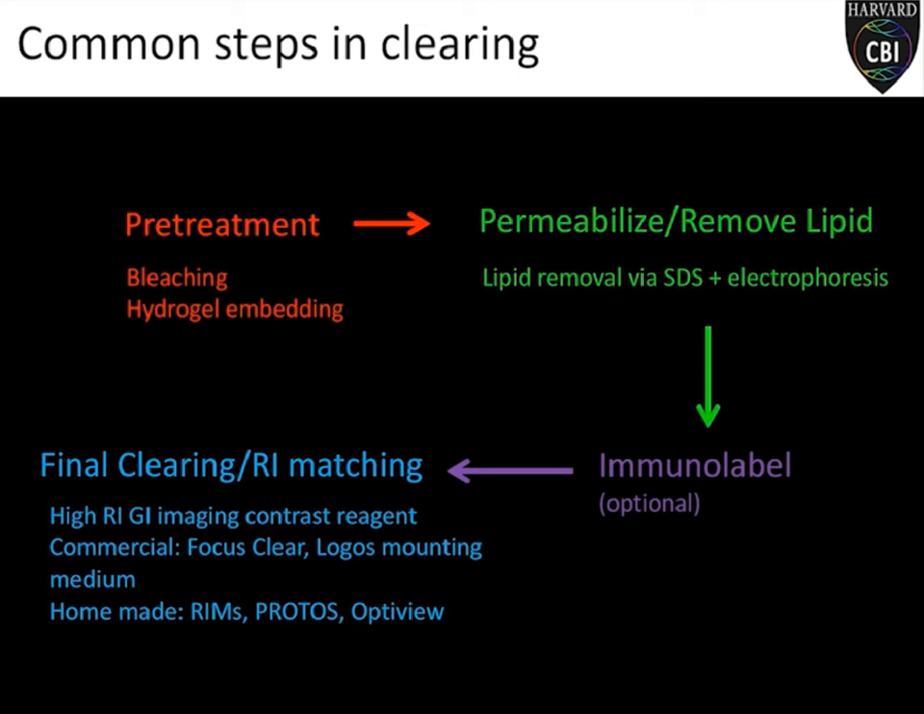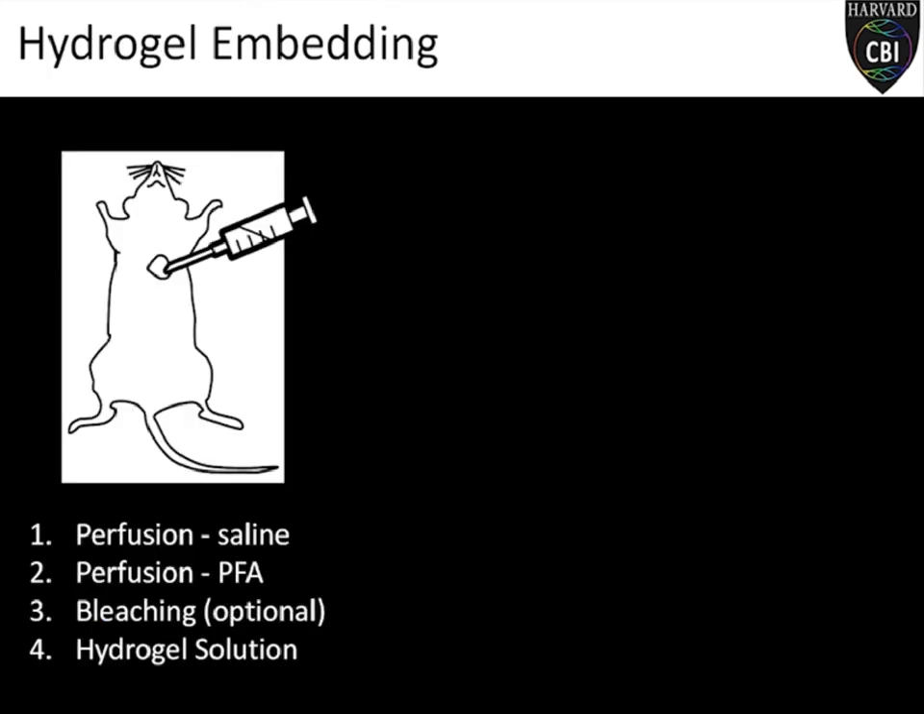From there we're going to move on to our final clearing and refractive index matching step. And there's a number of solutions that have been used for this. The one commonality between them is they mostly are all based on a high refractive index medical GI imaging contrast reagent. So there's a number of commercially available ones. FocusClear and the Logos Biosystems mounting medium are two of those. There's also some homemade options, RIMS, Protos, OptiView that you can choose from. Now let's take a closer look at each one of these steps.